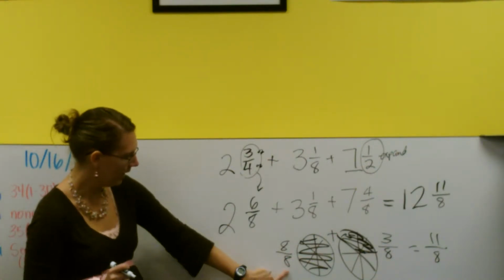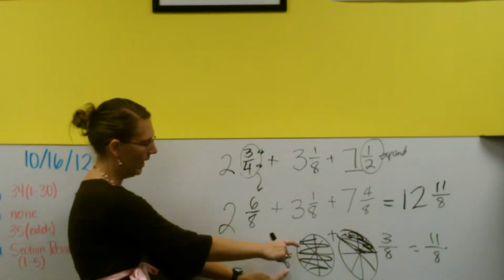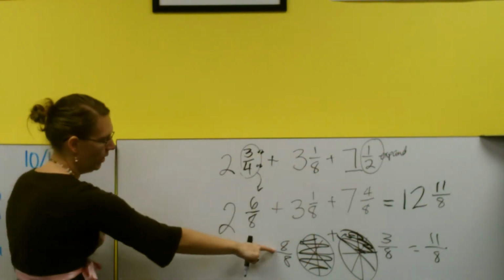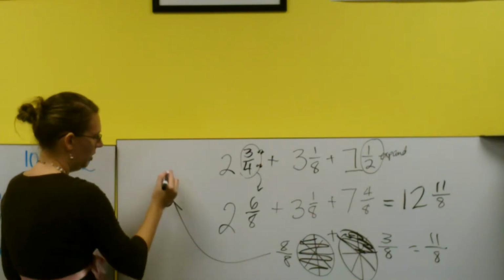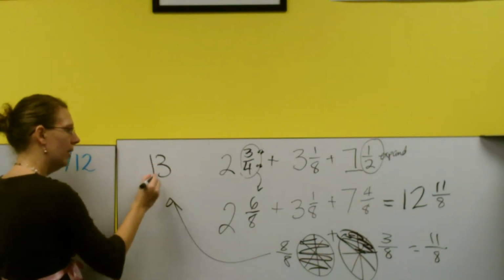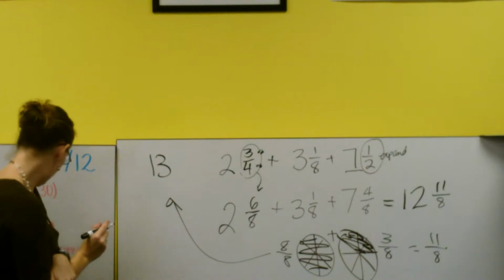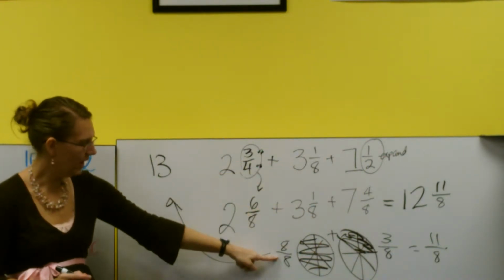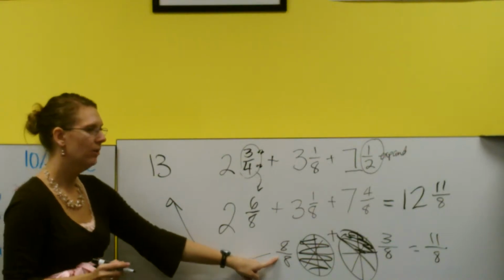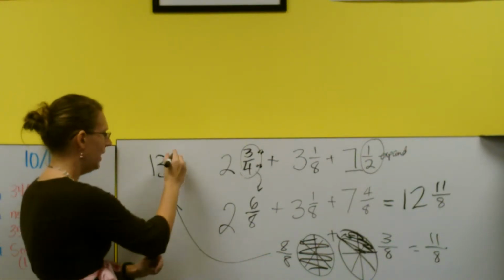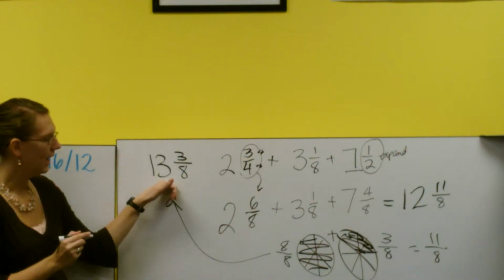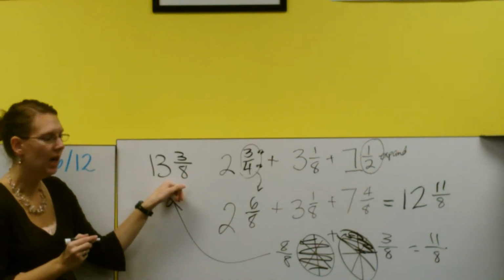Exactly, this guy right here. If I pull out 8 over 8 from my 12 over 8, I can add this 8 over 8 to the 12 and make him 13, right? And then if I pull out this 8 over 8, how many eighths are left? Destiny, what do we say? 3 eighths. So 12 and 11 over 8 is the same as saying 13 and 3 over 8.